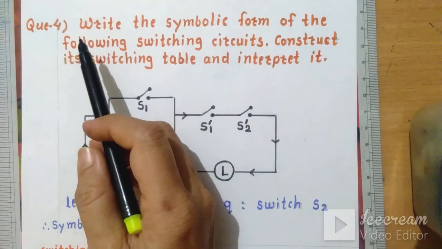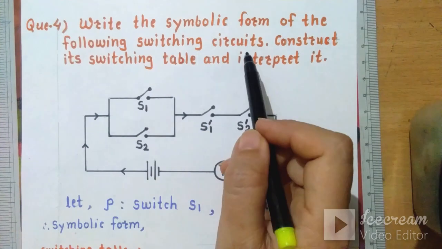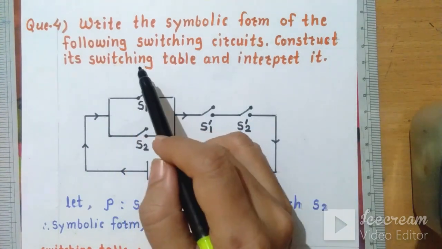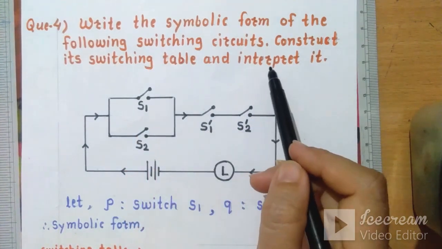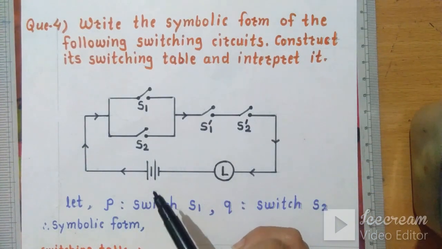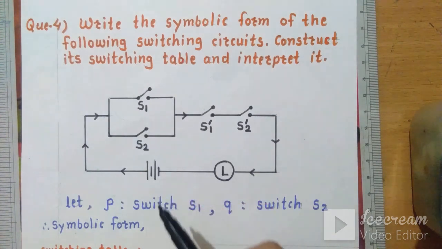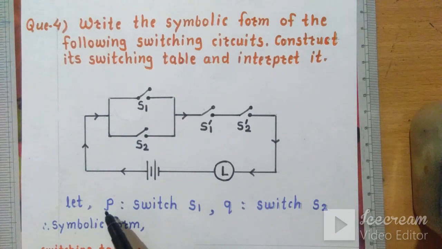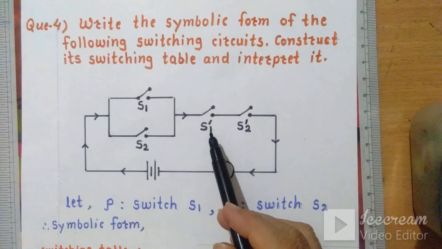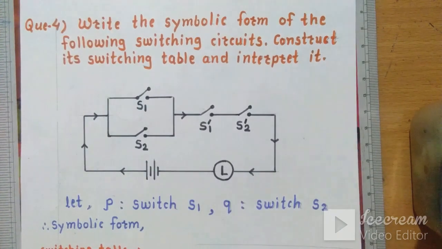Now question number 4 is write the symbolic form of the switching circuit and construct its switching table and interpret it. And this is the given circuit. So first we have to associate these switches with statement letters. So first one we have written here, P means switch S1, Q means switch S2. Then we know that S1 dash means negation P and S2 dash means negation Q.